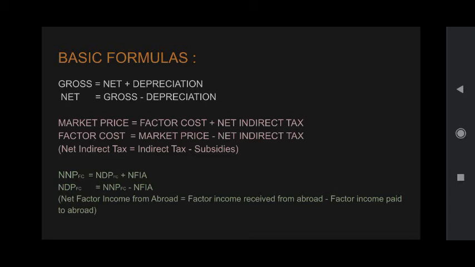So NDPFC, that is domestic income, plus NFIA. NFIA stands for net factor income from abroad. While domestic income is obviously less as compared to national income, so we'll be using minus sign. So it's like NNPFC, that is national income, minus NFIA, net factor income from abroad. Now, what is net factor income from abroad? It is basically the difference between the factor income which has been received from the rest of the world minus the factor income which has been paid to the rest of the world.